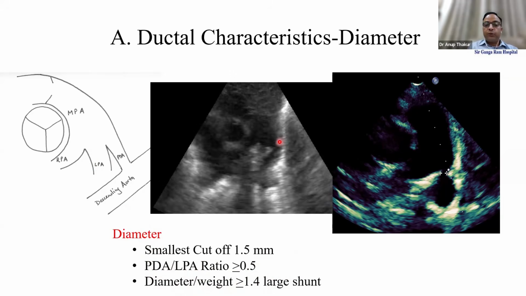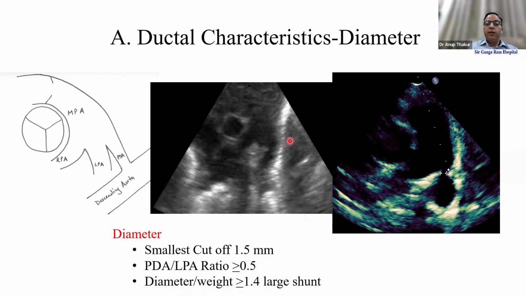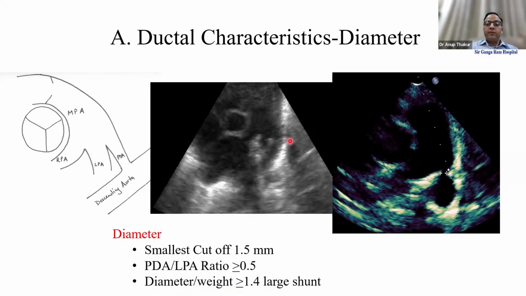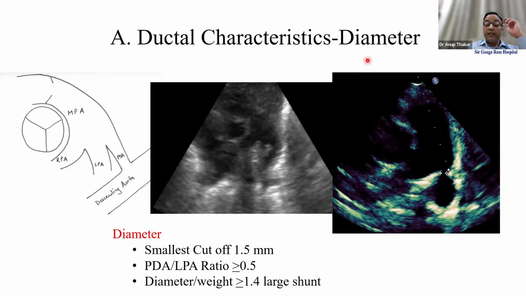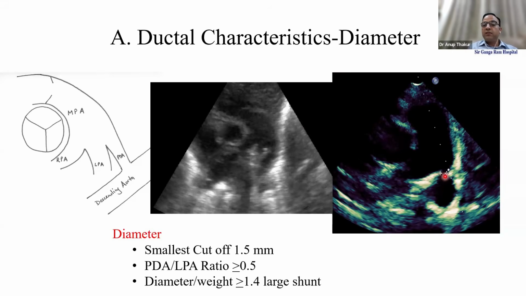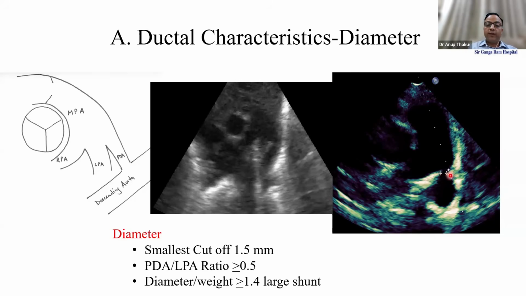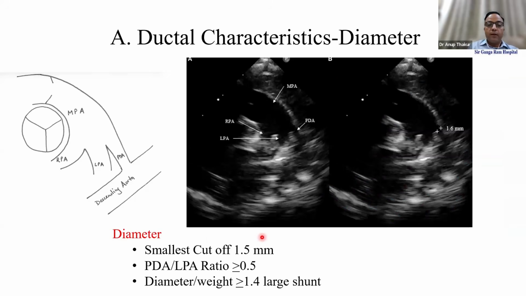You can freeze the image and measure the diameter at the smallest portion. One trick which I can give you is, once you freeze the image, you can zoom it and then measure the diameter. It will decrease the error. So here, see, the diameter is being measured at the smallest portion of the duct in the 2D image. These are the various cutoffs which we discussed.